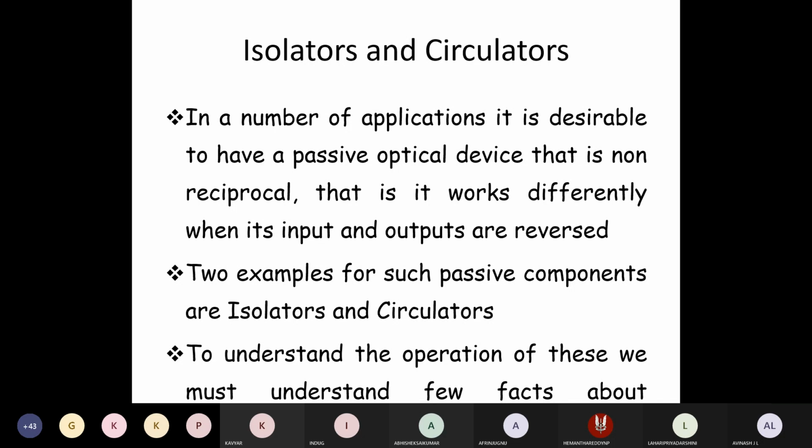When we are talking about isolators and circulators, to understand the operation of these, we must understand a few facts about the polarization of the components. What are the few facts? We'll discuss.